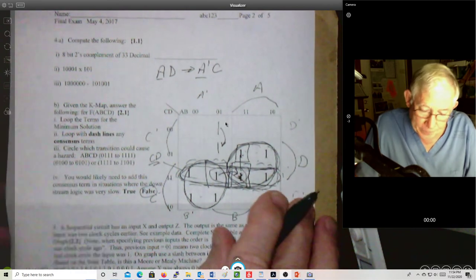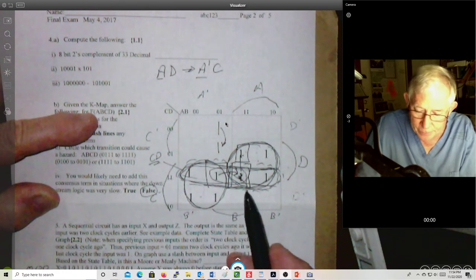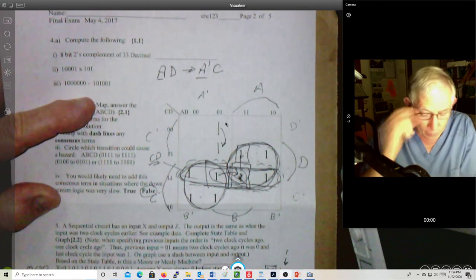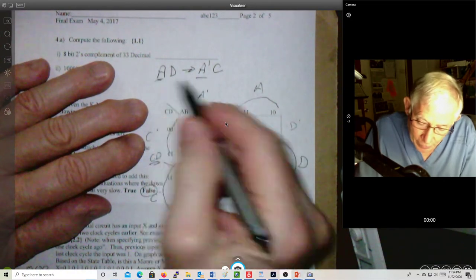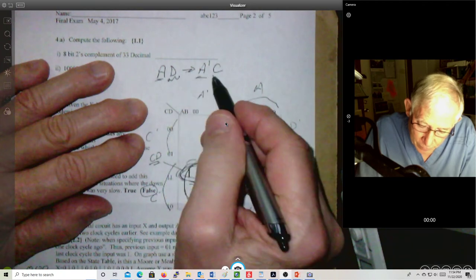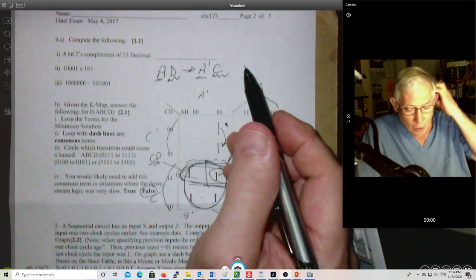All right. And what is the consensus term? Well, the consensus term is just CD. And you can add that or not. Now remember, the consensus theorem, you should see A prime, so the consensus term would be CD. Well, DC, whatever. All right.